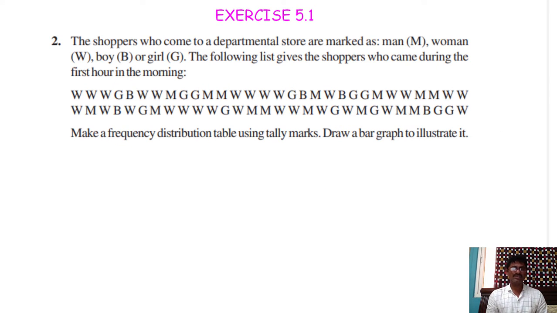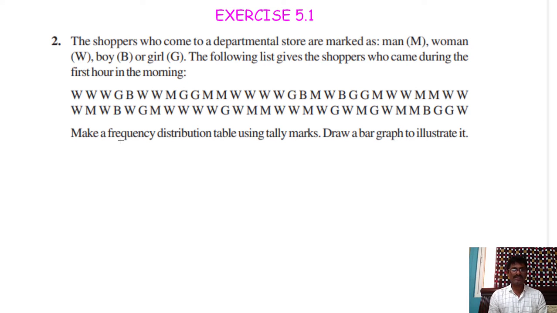Exercise 5.1, second question. The shoppers who come to a departmental store are marked as man M, woman W, boy B or girl G. The following list gives the shoppers who came during the first hour in the morning. Here we are given W W W like that. Make a frequency distribution table using tally marks. Draw a bar graph to illustrate it.